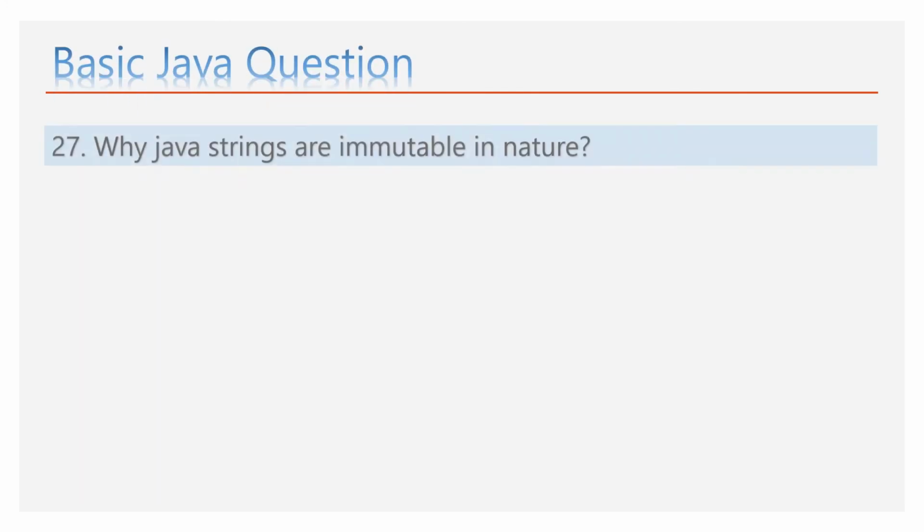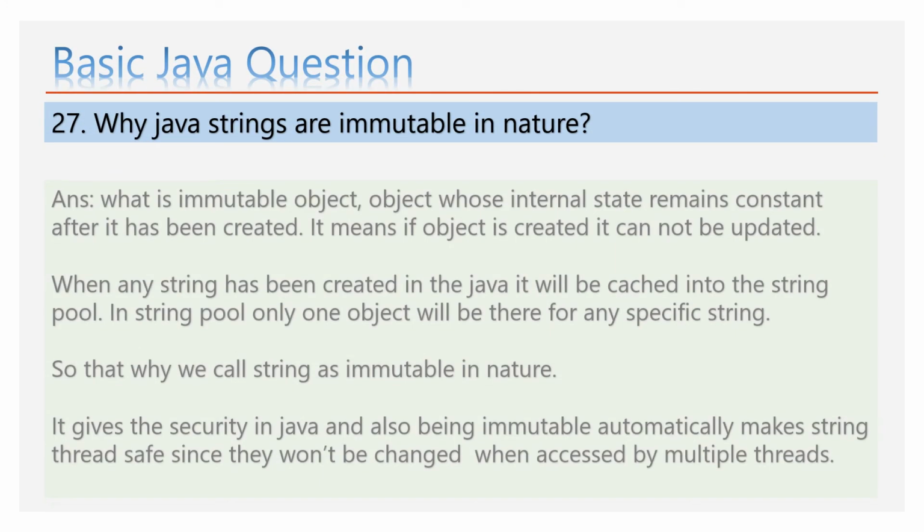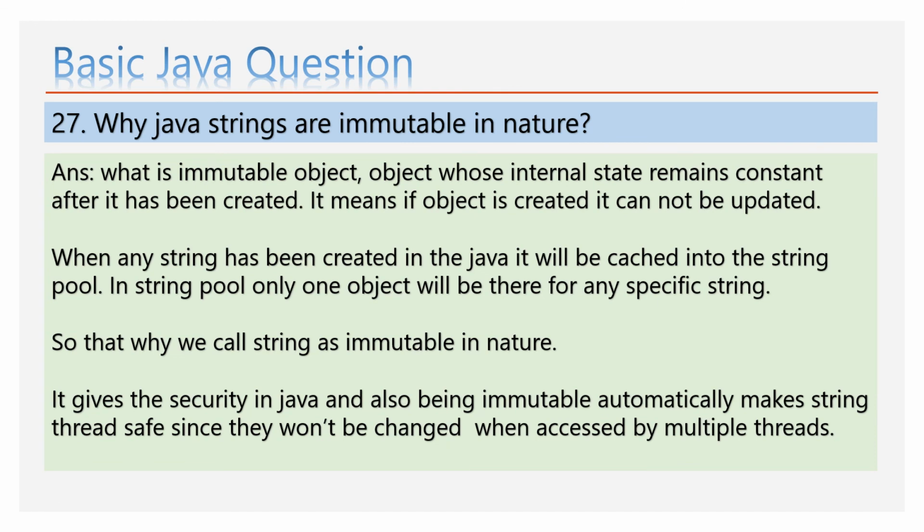Why are Java strings immutable in nature? What is an immutable object? An object whose internal state remains constant after it has been created. It means if an object is created it cannot be updated. When any string is created in Java it will be cached in the string pool. And in the string pool, only one object will be there for any specific string. So that's why we call string immutable in nature.